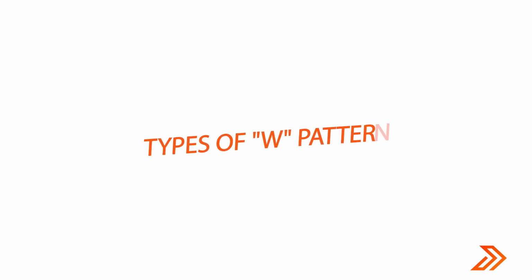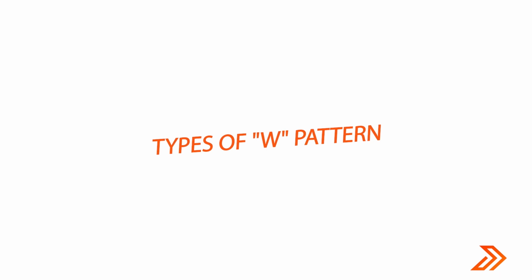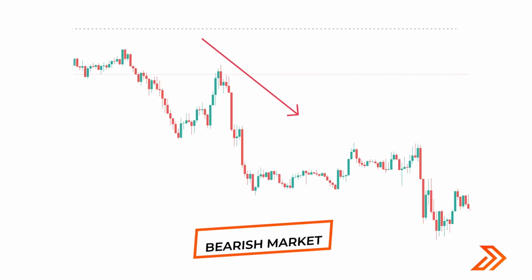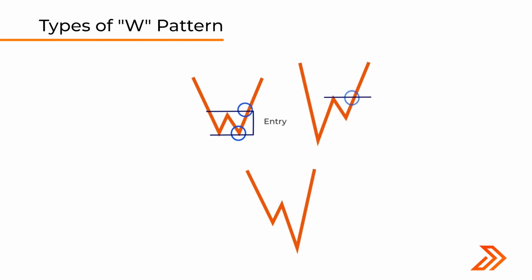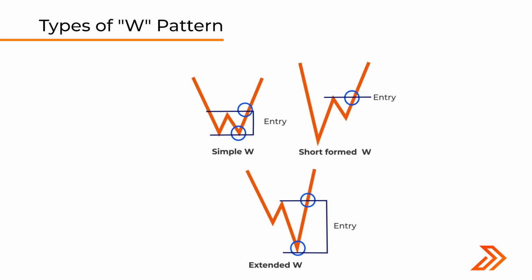So yeah, the W pattern happens in a downtrend market. So it signifies that the trend is about to change direction. So the three types of the W patterns are the simple W, the short formed W, and the extended W. So the M and W patterns are literally the same variations, just that they are flipped. So the M happens in an uptrend market, while the W happens in a downtrend market.